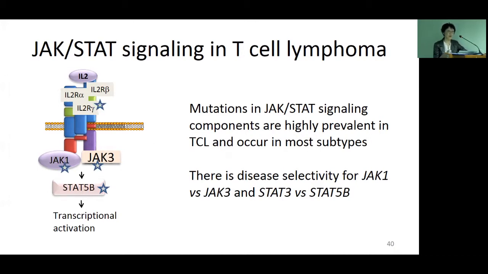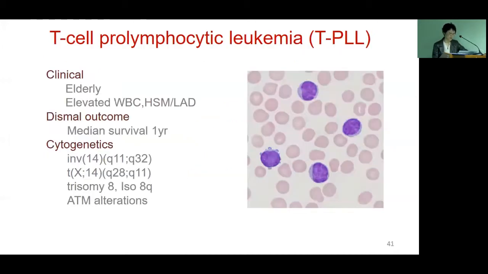It seems that if you look at a certain form of T-cell malignancy or subtype, there seems to be disease selectivity for JAK1 or JAK3, STAT3 or STAT5B. They typically don't occur in the same tumor.